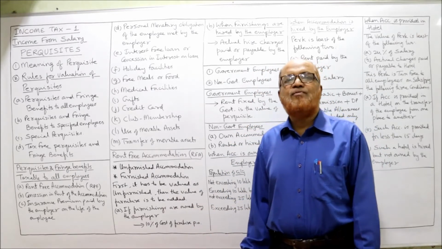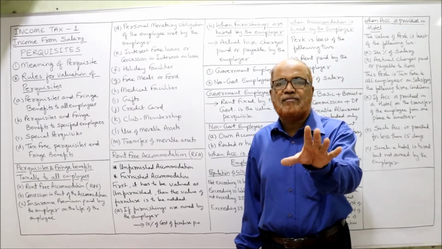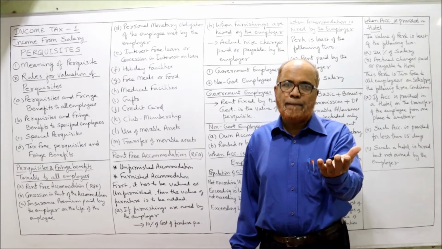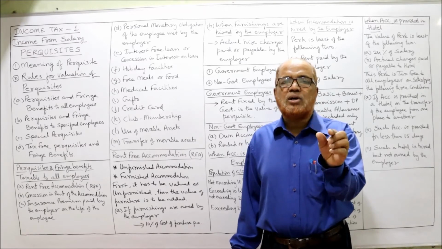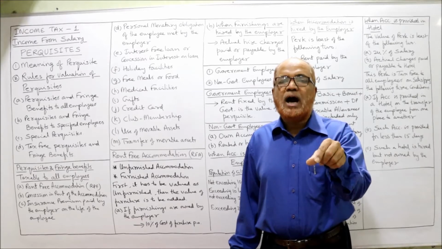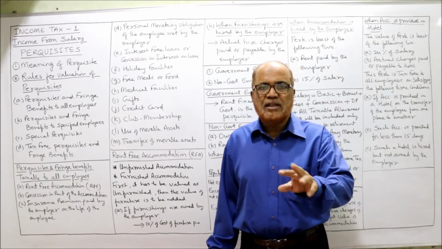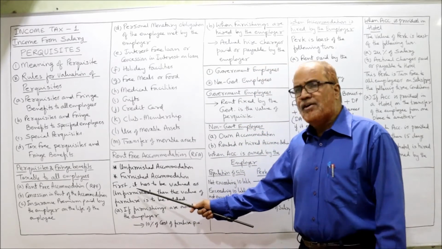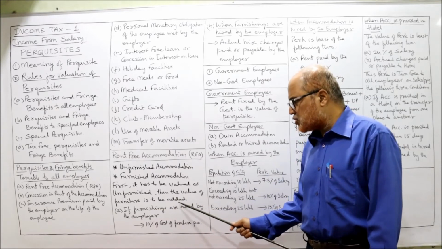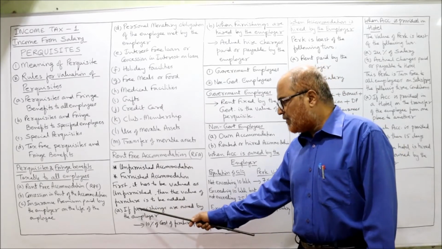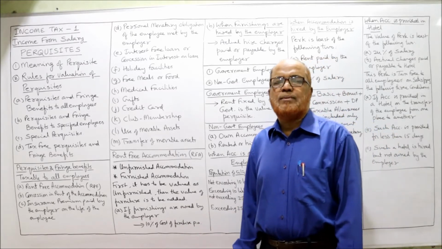If the house is furnished, first of all you have to treat the house as unfurnished and find out its value. After that you have to add 10% of the cost of furniture or hire charges paid for furniture, whichever is given. So first, it has to be valued as an unfurnished house. Then the value of furniture is to be added. So if the furnishings are owned by the employer, 10% of the cost of furniture.